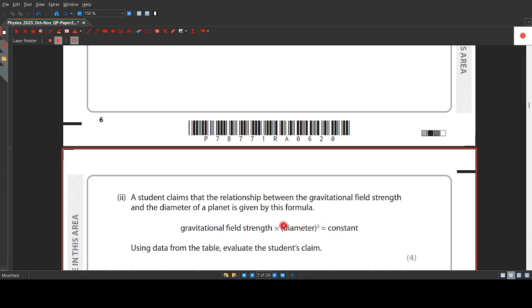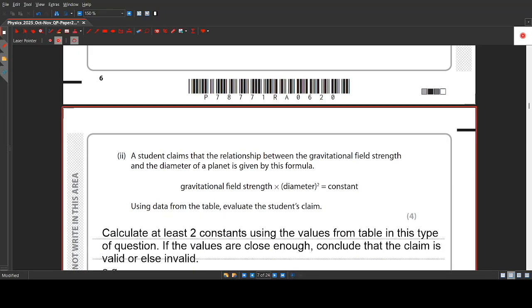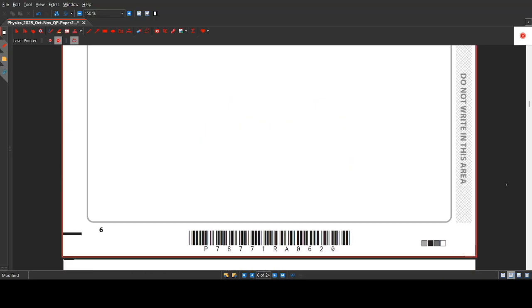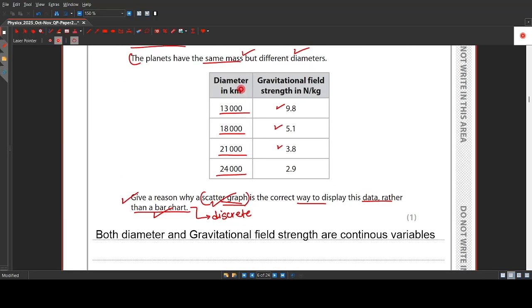So what you have to do in this type of question, I have provided some tips over here. Calculate at least two constants using the values from the table. If the values are close enough, consider that the claim is valid, or else invalid. So you just use the information from the data. For example, you choose the first set and the second set, or you can choose any two sets. You can choose the first one and the last one, the last two, or the middle two. So let's choose the first one and the second one.